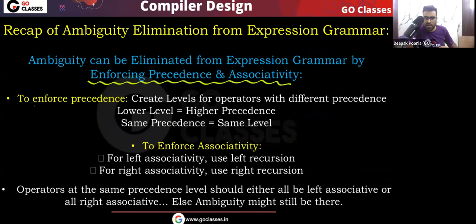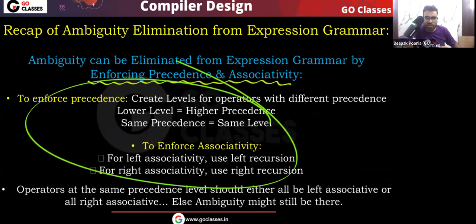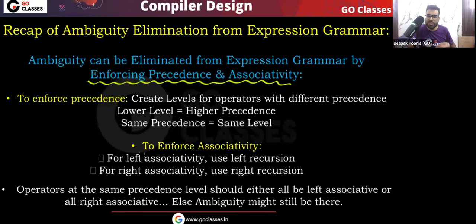One more thing. You enforce precedence, you enforce associativity. But after that also, one more thing we need to do to disambiguate the grammar. If you want to make the grammar unambiguous, or eliminate ambiguity from the expression grammar, then you enforce precedence and enforce associativity. But there is a third point also. I told you, what is the third point?